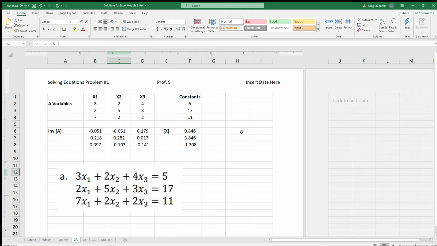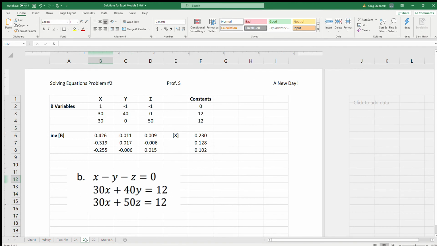So the process is this. You invert the coefficients from your variables, and then you multiply that by your constants, and the 1 by 3 vector that you get at the end is your solution. So I have x1 is 0.846, 3.86 for x2, and minus 1.308 for x3. That's my solution. This works as long as the determinant is not 0, which we'll deal with in assignment number 4. So there's the first one.